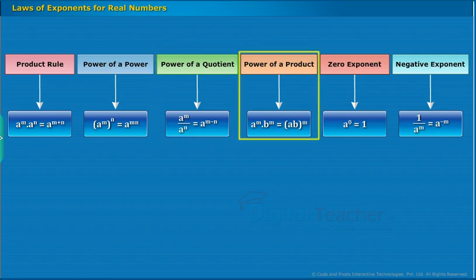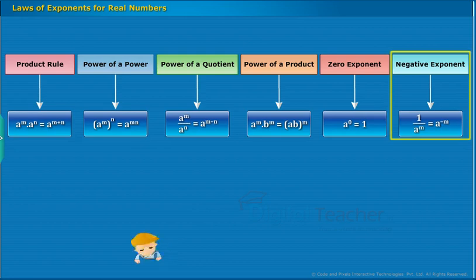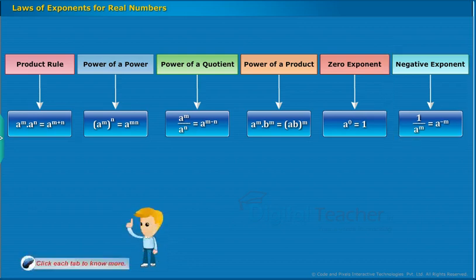Power of a product. Power of a product is defined as a^m × b^m = (ab)^m. Zero exponent. Zero exponent is defined as a^0 = 1, where a is not equal to 0. Negative exponent. It is defined as 1/a^m = a^(−m). Click each tab to know more.